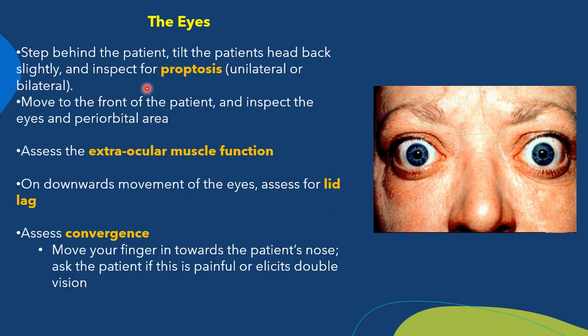Looking at the eyes, proptosis: inspect the eyes and periorbital areas. Is the proptosis unilateral or bilateral? Assess the extraocular muscle function for ophthalmopathy. Check for lid lag, and assess convergence of the eyeballs. Move your finger towards the patient's nose, and ask the patient if it is painful or elicits double vision on focusing on the fingernail as it approaches his face.